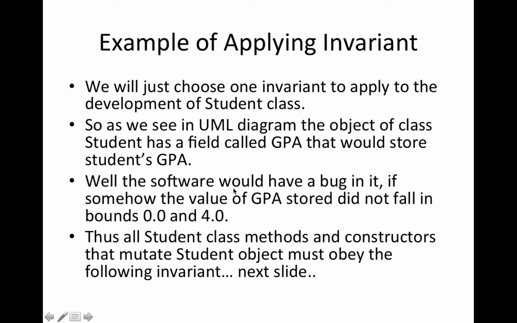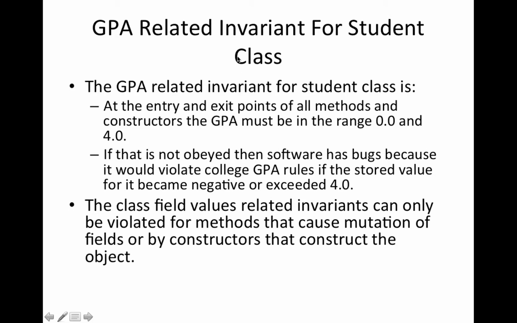All right. So all student class methods and constructors that mutate, meaning that change the state of the student object, must obey the following invariant, otherwise we'll have a bug in our software, and this invariant we show in the next slide. So what is the GPA related invariant? And once again, this is one of them. We can establish more, although in this video I'm not going to do that. I'm just showing an example of one of them, but to make your software or class more robust, you can have more of them actually.